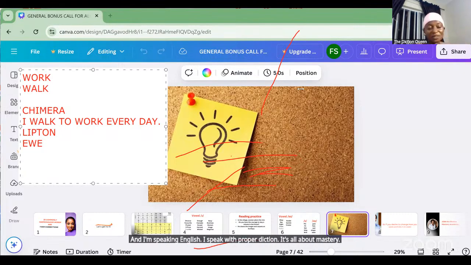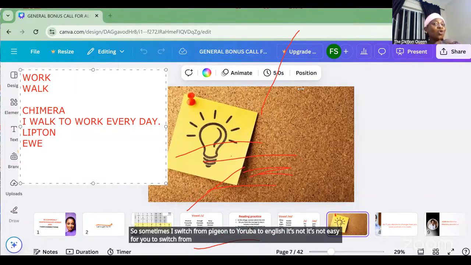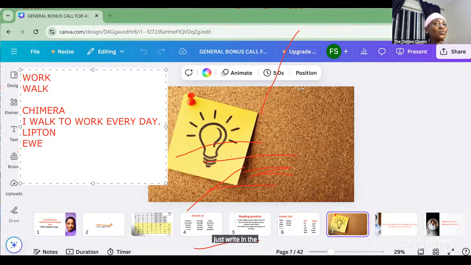I work as an MC, and sometimes as an MC, you need to make your audience laugh. So sometimes I switch from Pidgin to Yoruba to English. It's not easy to switch from Pidgin to correct English immediately. It's difficult, but mastery can help you. So it's all about mastery. And what leads to mastery is practice. Which is why in the Diction Mastery Academy, we have created a system that allows you to practice every day.